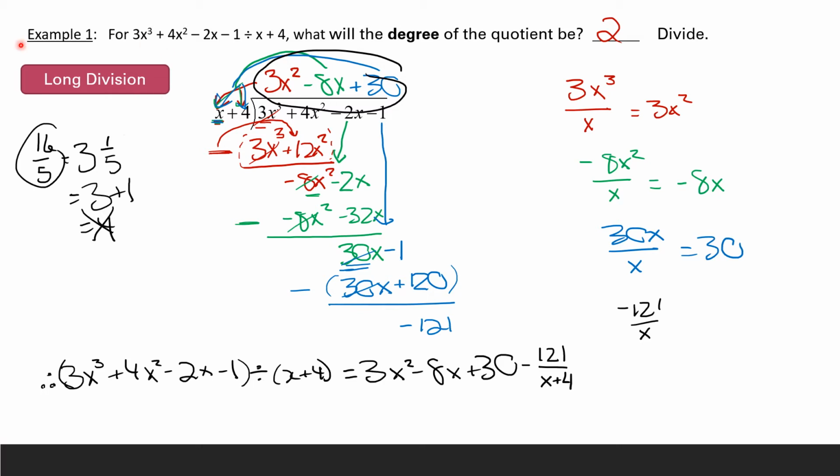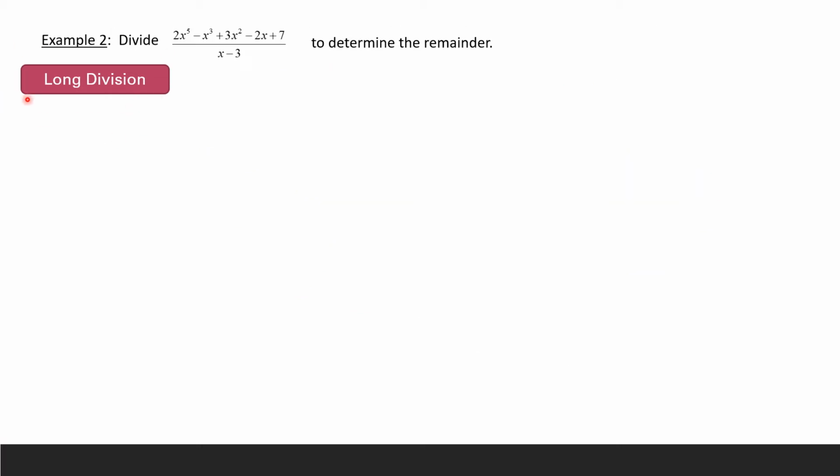So there's our first long division question, example 1. Example 2, again, we've got long division. We're going to divide, just set it up differently so you can see what it looks like, to determine the remainder. So the remainder is important this time. So we set up the question here, and we do it all again.